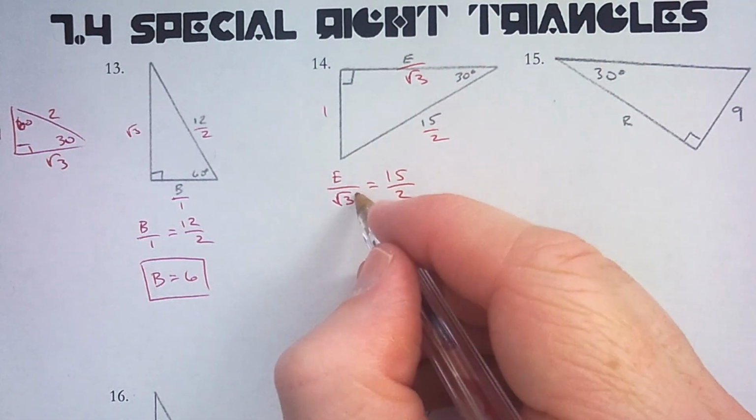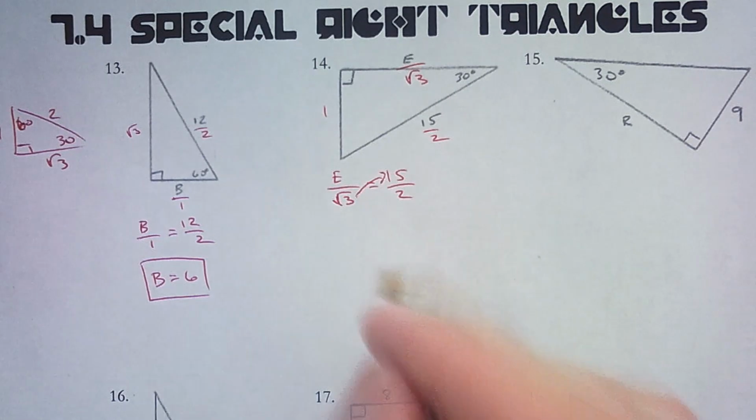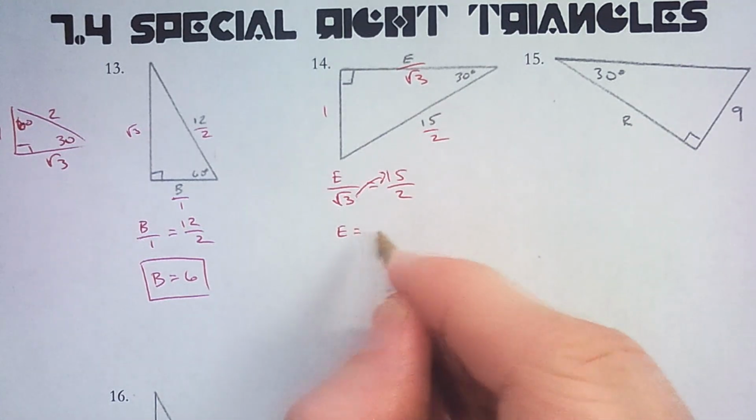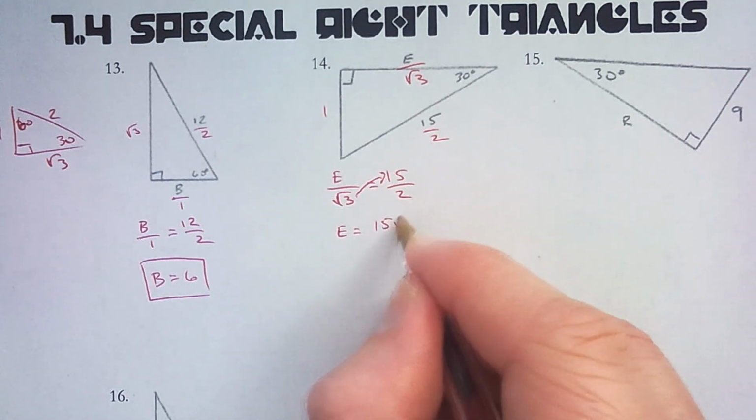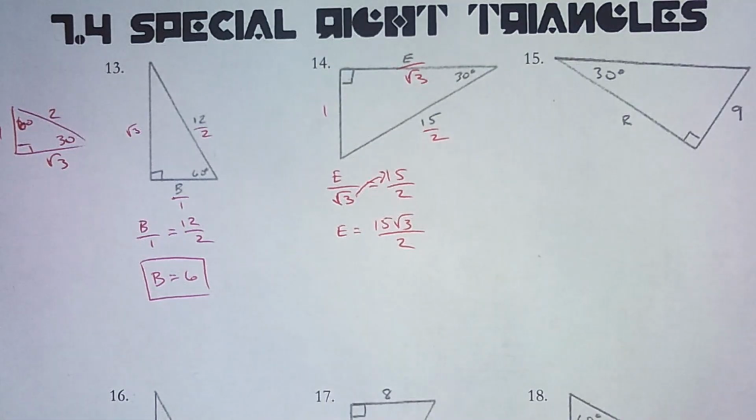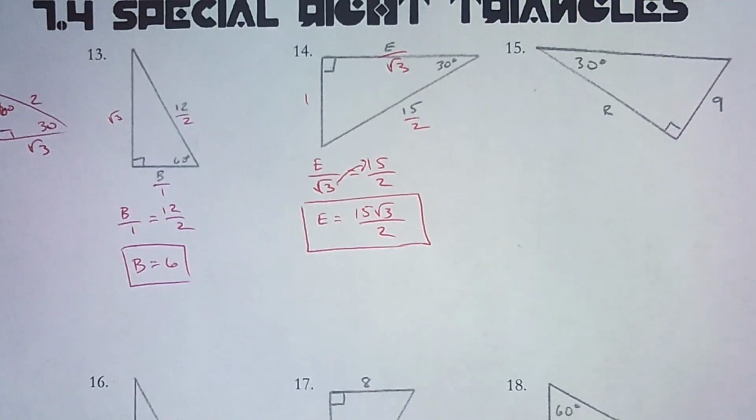Okay, so underneath this e, I have a square root of 3. I can just multiply that across. E is 15 times the square root of 3 over 2. And 15 is not divisible by 2, so I just leave it just like that.